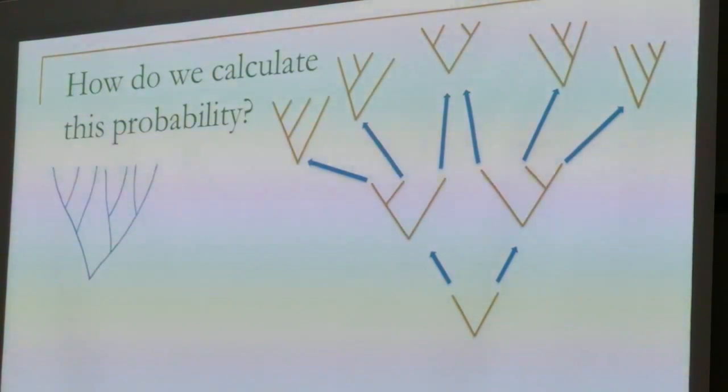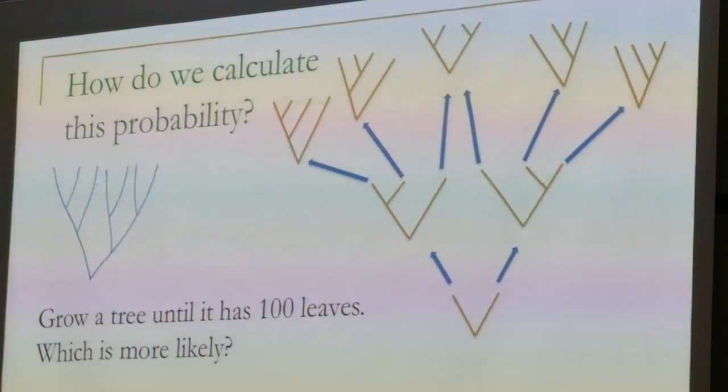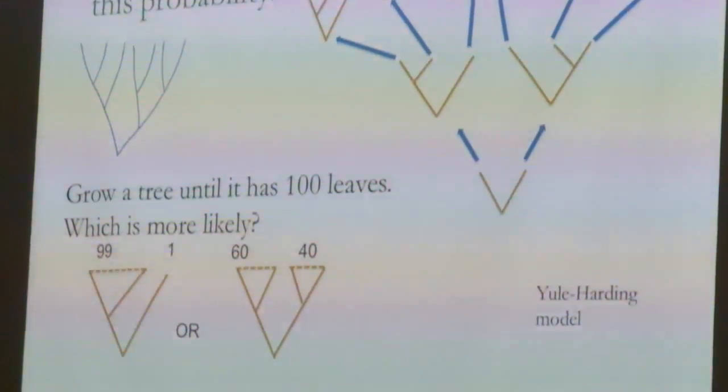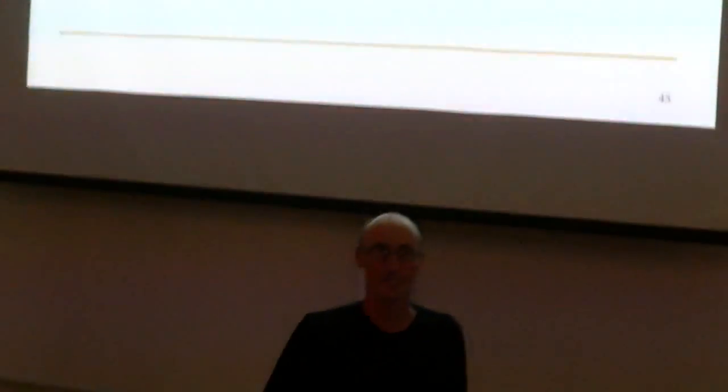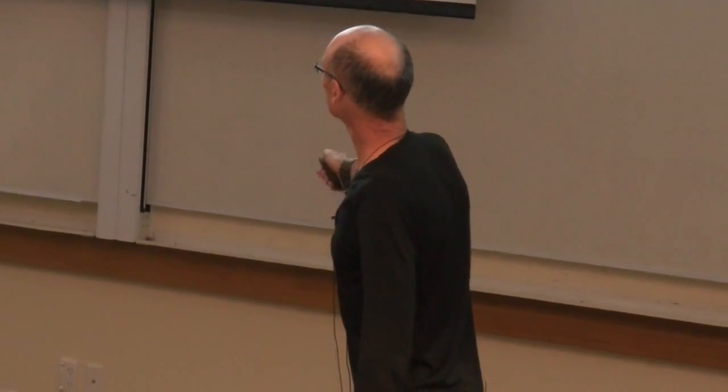And this process grows. Okay, well, here's a question. It's called the Yule-Harding model. Let's grow a tree until it has 100 leaves. Which is more likely? A tree where you have 99 species on one side and one on the other, or 60 on one side and 40 on the other? Looks a pretty hard question, doesn't it? Well, let's see if we can solve this question.